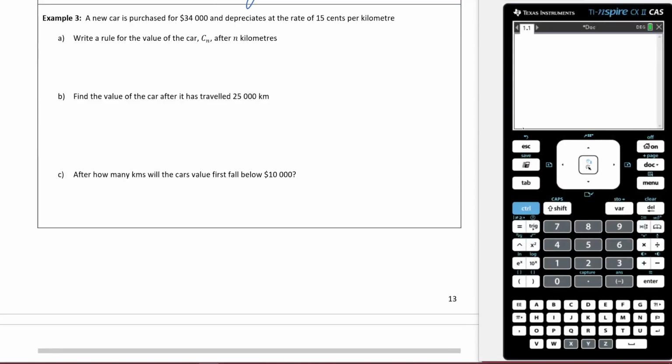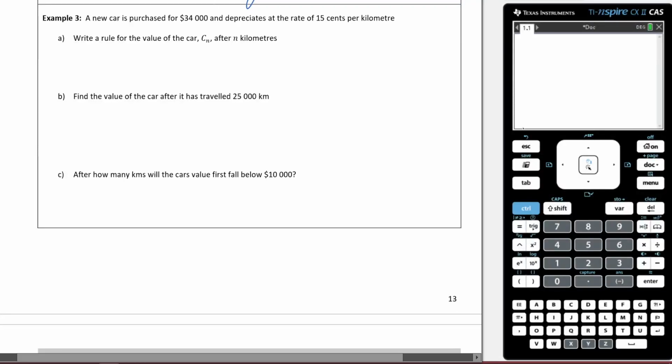All right, we now come to this question here. Let's give it a read. It says, a new car is purchased for $34,000 and depreciates at a rate of 15 cents per kilometer. A, write a rule for the value of the car, C of n, after n kilometers. So we're writing a general rule here.